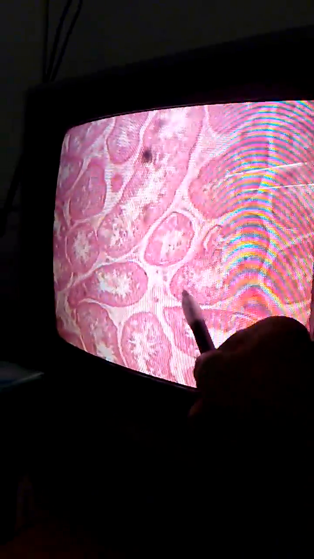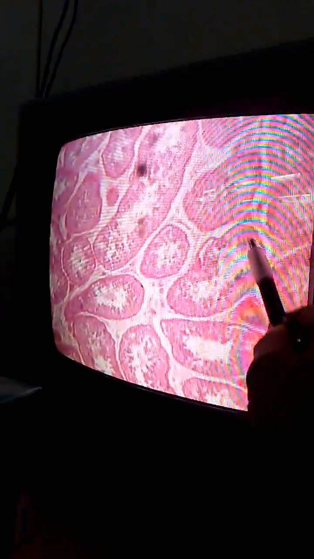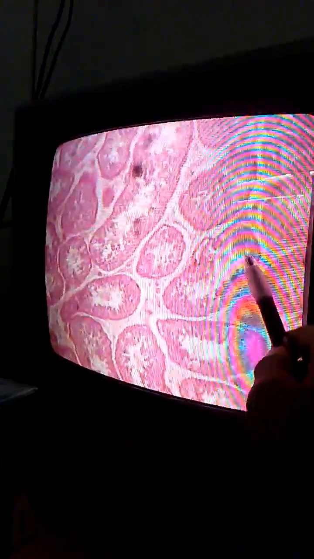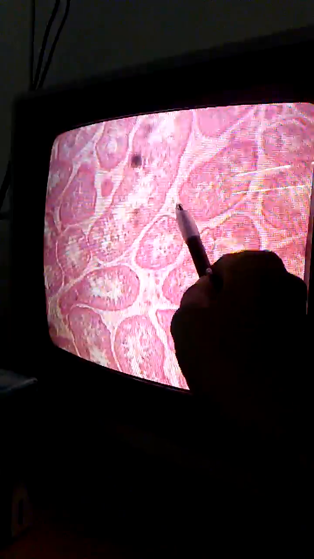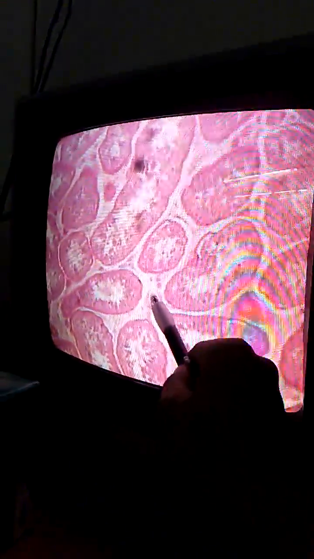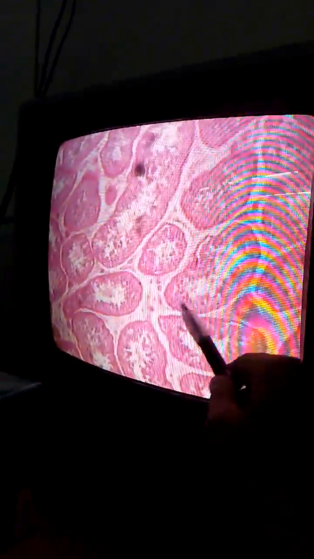All right, so this is a slide of the testes. You need to know that it's the testes, and there are a few things you need to know on this. All of these large structures are all seminiferous tubules, okay? And you'll see between the seminiferous tubules, something like here and here, there's one up here. Those are interstitial cells, and you need to know that interstitial cells produce testosterone. So again, testes, seminiferous tubules, interstitial cells, and interstitial cells produce testosterone.